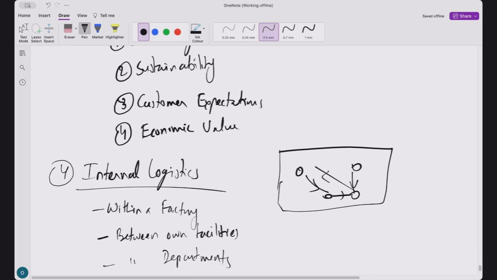And why is this internal logistics important? It can be 15 to 20% of total production time spent in just moving the things. If it is inefficient internal logistics, it leads to the bottleneck or delays, and good internal logistics means smooth flow and higher productivity.